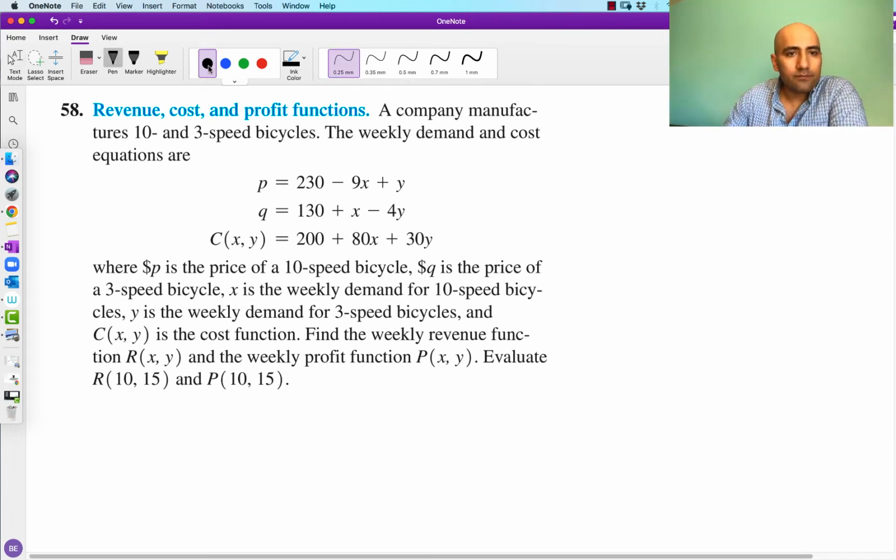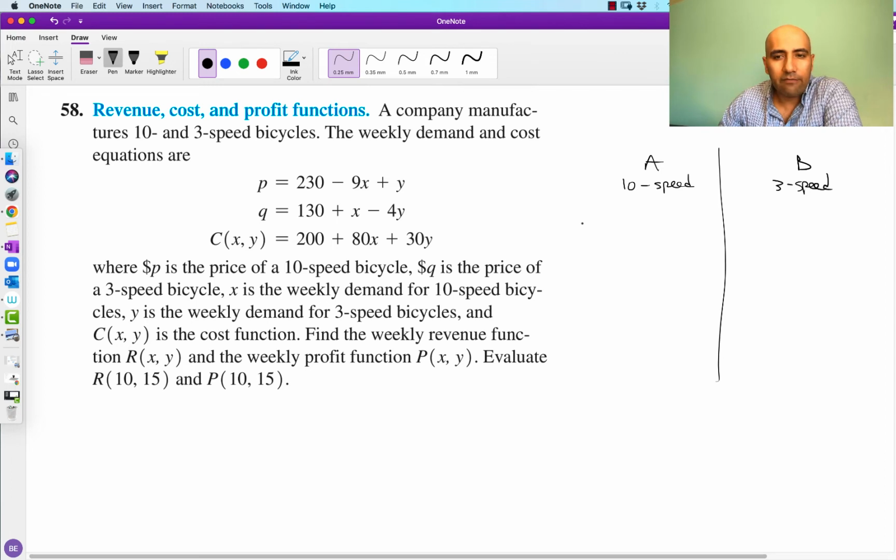Okay, so we have the 10-speed bike, 10 speeder, and we have the 3-speeder. Now, this 10 and this 3 are numbers that don't matter, right? They're just part of the label, the type. You know, this is bike type A, this is bike type B kind of deal. So don't let that confuse you.